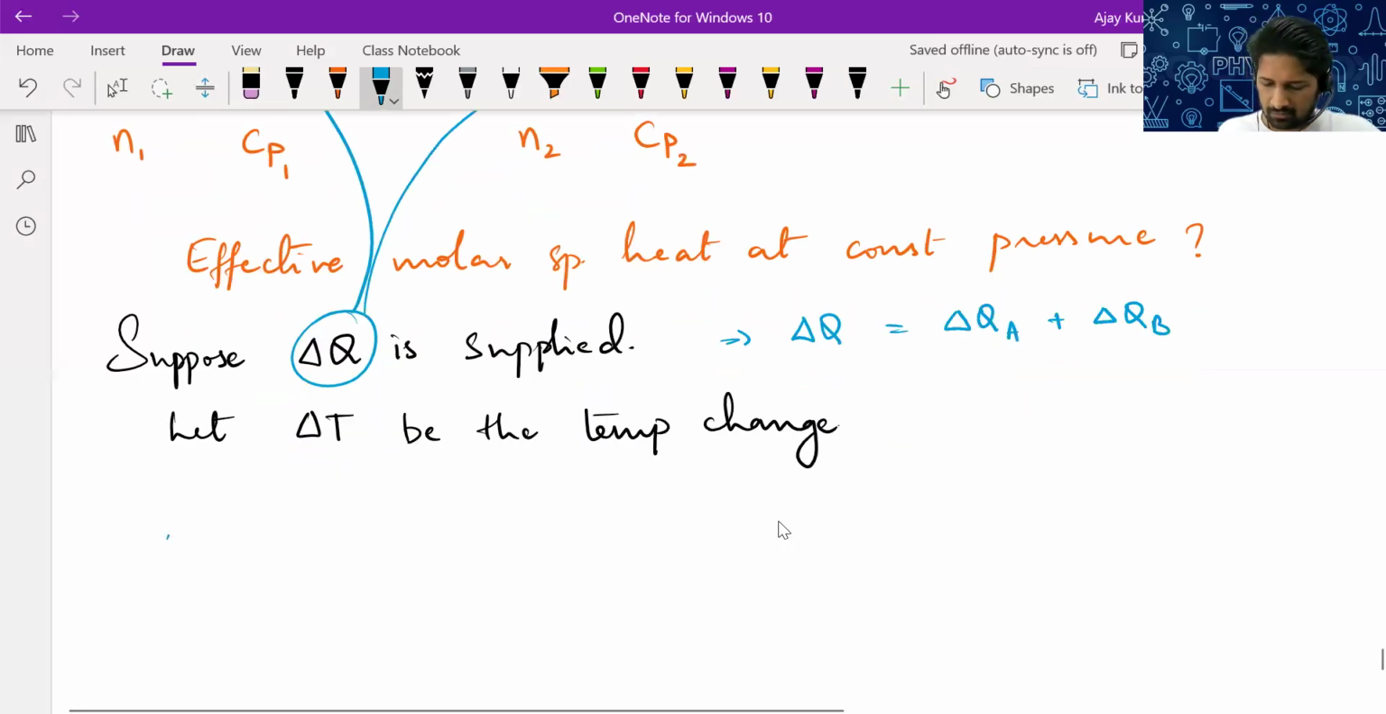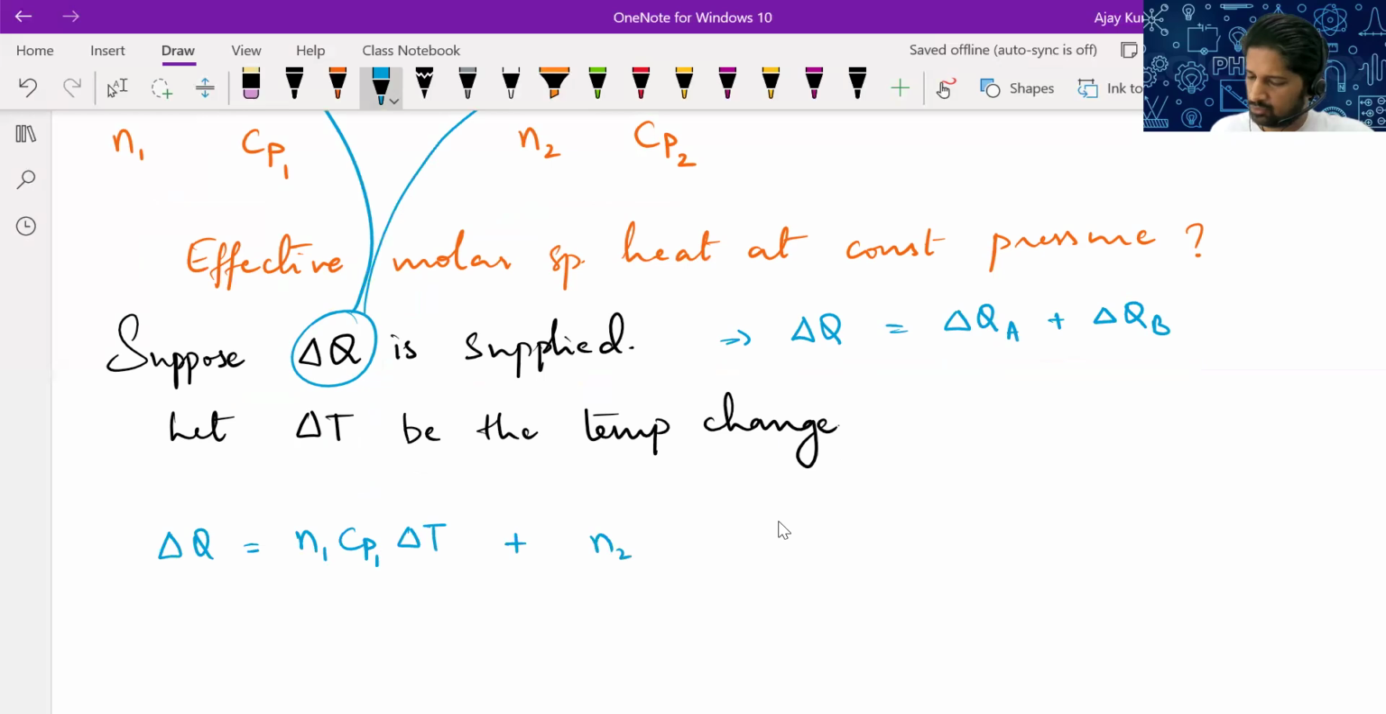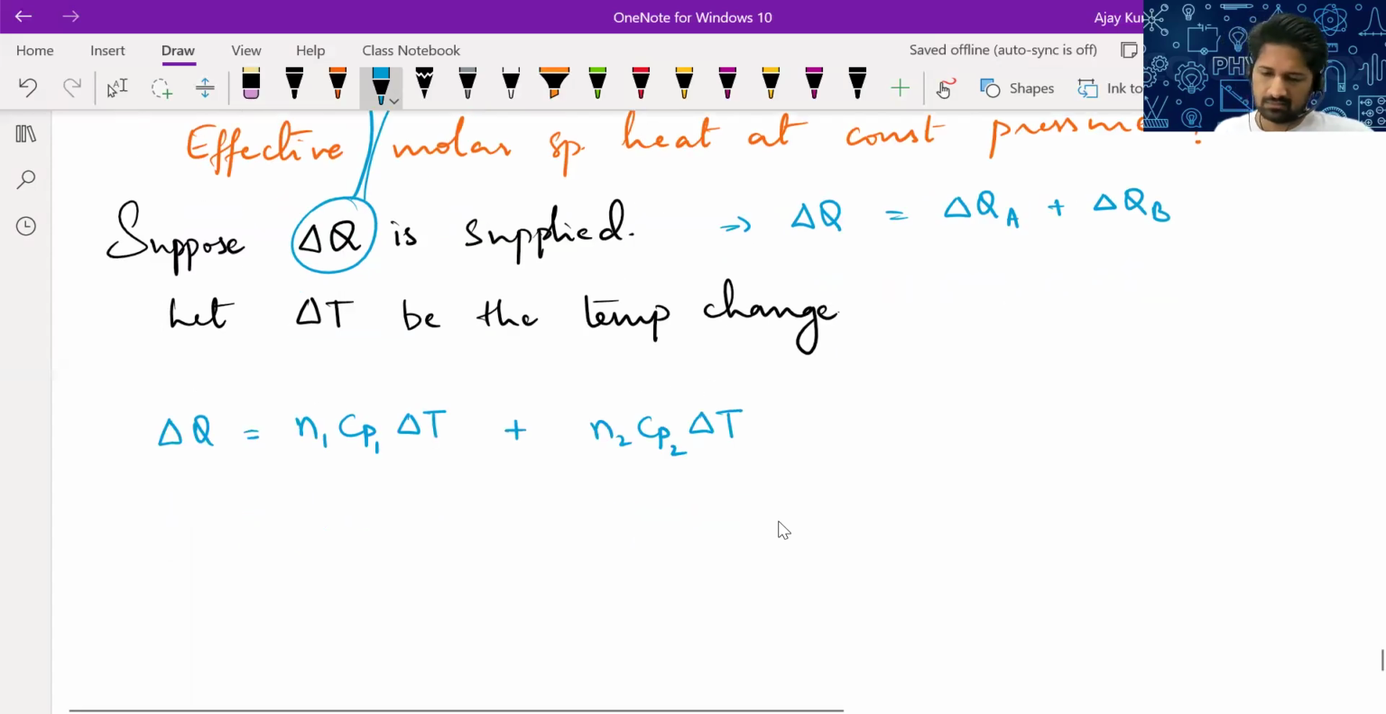Therefore, delta Q will be equal to, how do you write delta Q generally? nC delta T. So there are n1 moles of the first gas. It's a constant pressure process. Let's say the temperature change it undergoes is delta T. And for second gas, there are n2 moles. Let's say its specific heat is Cp2. Temperature change is delta T. They both undergo the same temperature change because they are put together. They will have to be at the same temperature always. The temperature can rise, but it will have to be equal for both the gases. That's all.